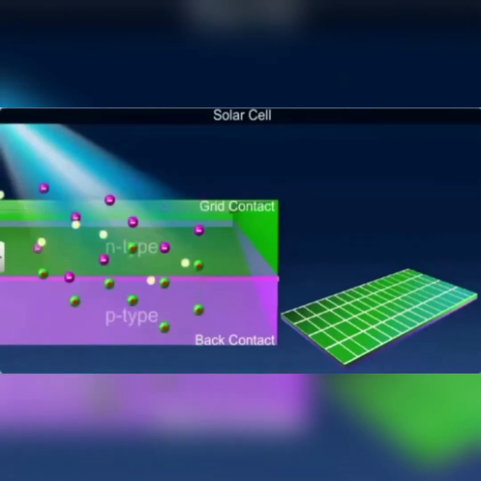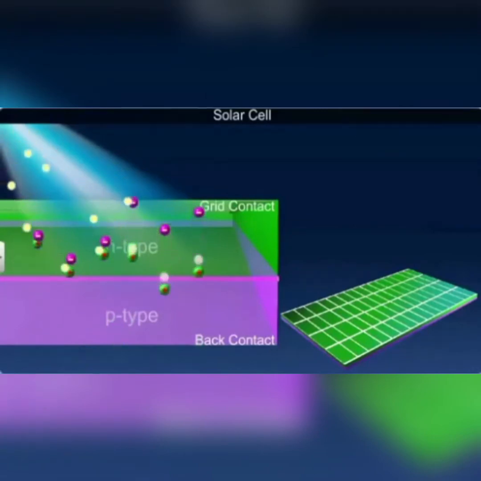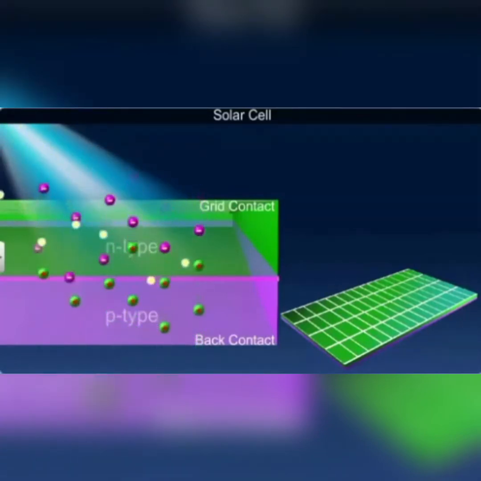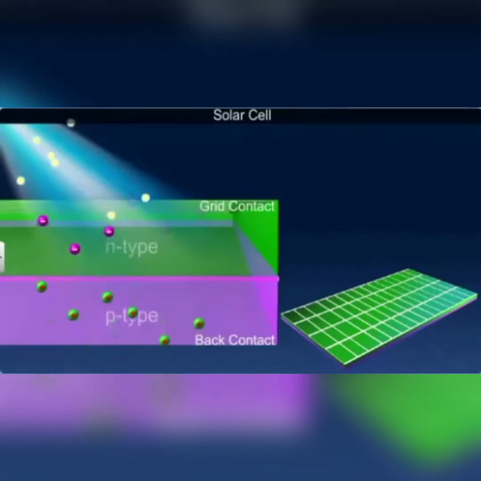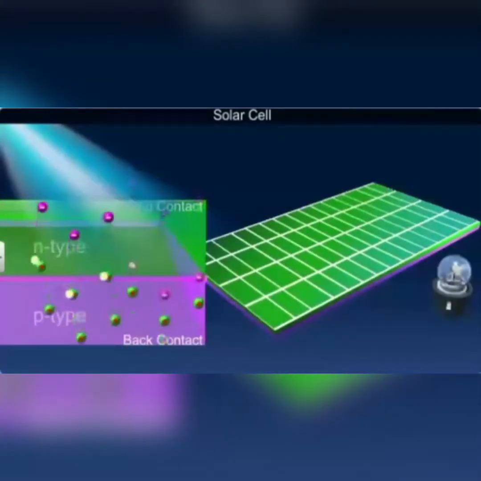The holes pushed towards the P side are collected by the back contact, while the electrons pushed towards the N side are collected by the grid contact. This collection of charges makes the back contact positive and the grid contact negative, and gives rise to a current when a load is connected between the two.